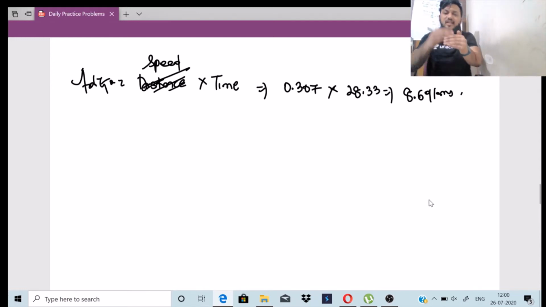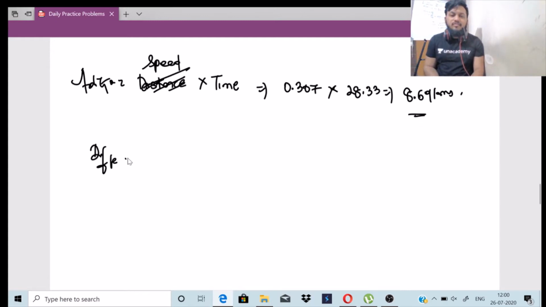So when Naveen is finishing the whole 10-kilometer marathon in 28 minutes, right? In 28.33 minutes, Adi will still be at a distance of 8.69. तो अभी हम क्या करेंगे इधर? We will find out the difference.